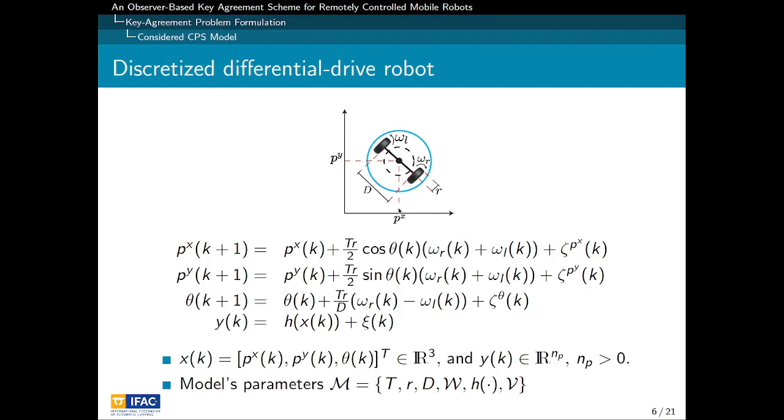In this slide, you can see the discretized model of a differential drive robot. Basically, we can model this robot with the following parameters. In this model, T is the sampling time of the system, R is the radius of the wheels of the robot, D is the length of the axle of the robot, W and V are the covariance matrices of the measurement and process noise, and H is a nonlinear output equation describing the available sensor measurements.